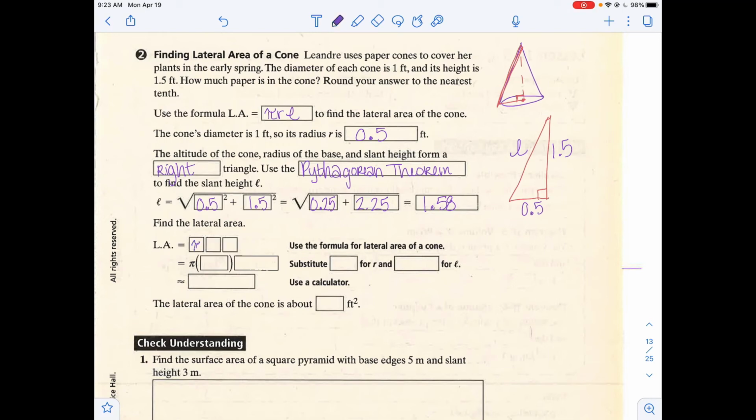Back up for a second. Pi times radius times slant height. Radius is 1/2 foot. Slant height we just found is 1.58. So all we did was substitute 0.5 for R and 1.58 for L. Okay, grab a calculator, type that in, pi times 0.5 times 1.58, we get 2.48. The lateral area of a cone is about 2.48 feet squared. Now, we didn't have to find the surface area because we didn't need to know the area of the base, because it's in a garden, it's dirt, right? We don't need paper to cover that part.